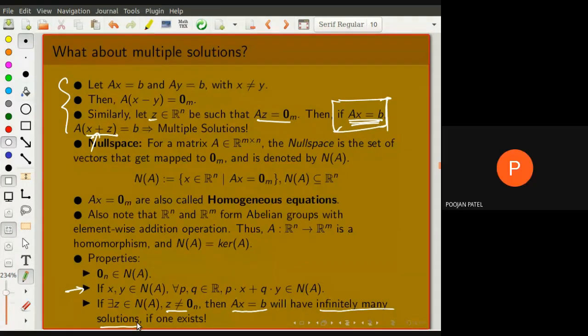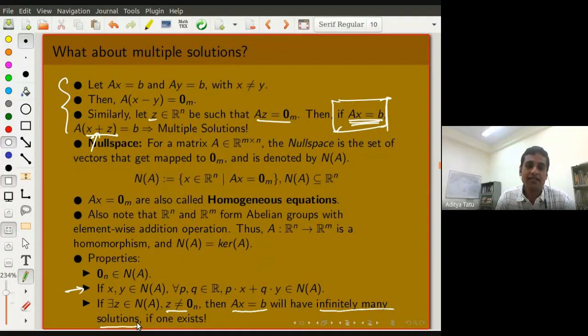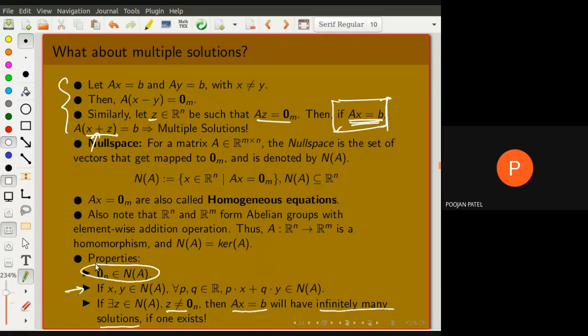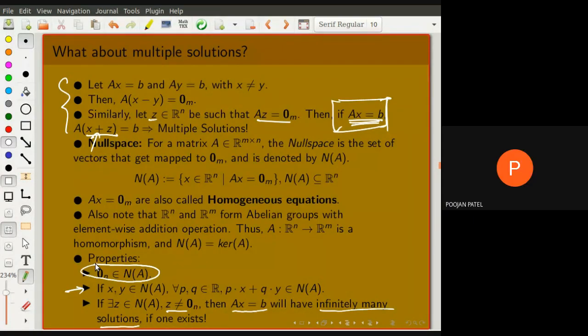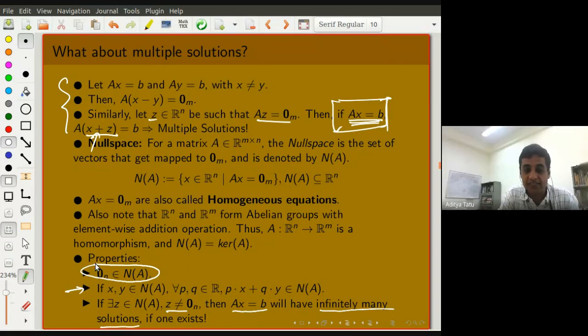Okay, because that null space has infinite solutions. No, the null space has either... see, for sure, from the first property, the null space of any matrix cannot be empty. Yes. So it will have at least one element. If it has only one element, then only one solution will exist, if it exists. That is important.